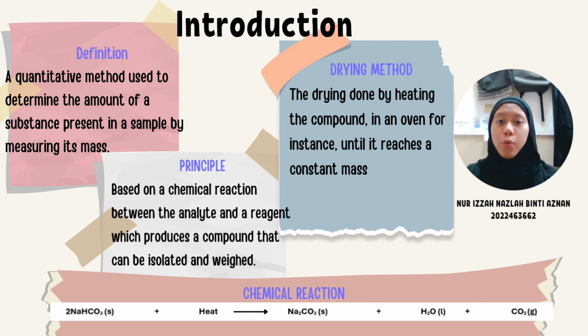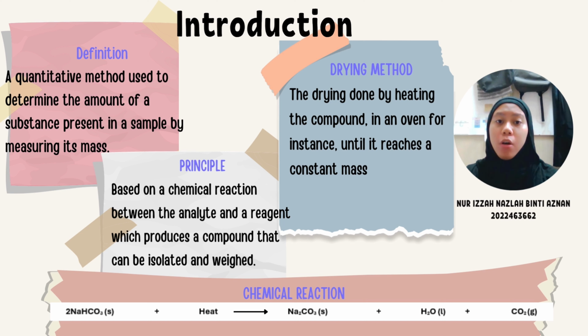Gravimetric analysis is a quantitative method used in analytical chemistry to determine the amount of a substance present in a sample by measuring its mass. It is different from volumetric analysis. Indeed, the key difference is that in gravimetric analysis, we measure the mass of the analyte, while in volumetric analysis, we measure the volume of the analyte.